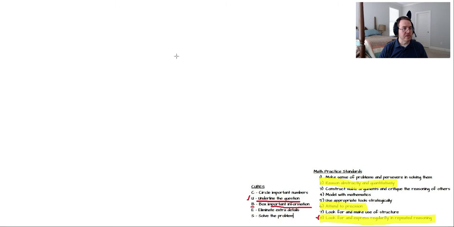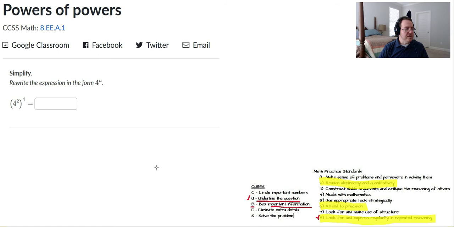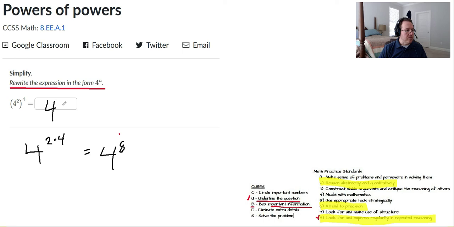Okay, so I've done enough of these to realize the powers of powers. Let's see what it's asking me to do. I'm going to underline the question. Rewrite the expression in the form of 4 to the n. So I'm not just giving them the exponent, I actually need to rewrite the expression. Okay, gotcha. According to my exponent laws, powers of powers, this is going to be 4 to the 2 times 4. This sounds really familiar. So this is going to be 4 to the 8th power. That's my answer, so 4 to the 8th power is what I need to type in.